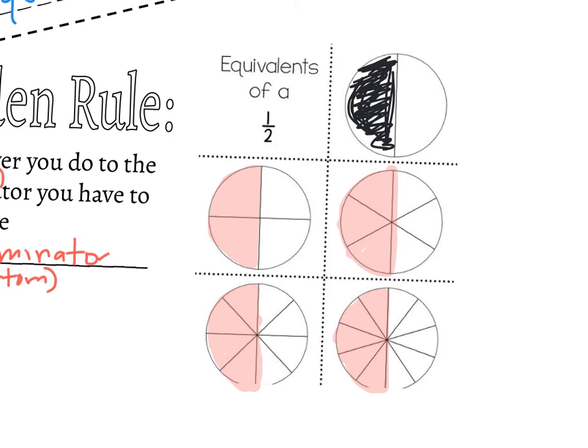Our first fraction is 1 out of 2 equal parts. Here we have 2 out of 4, 3 out of 6, 4/8, and then 5/10. All of these are equivalent fractions to 1/2 because they all have 1/2 of the circle that is shaded.